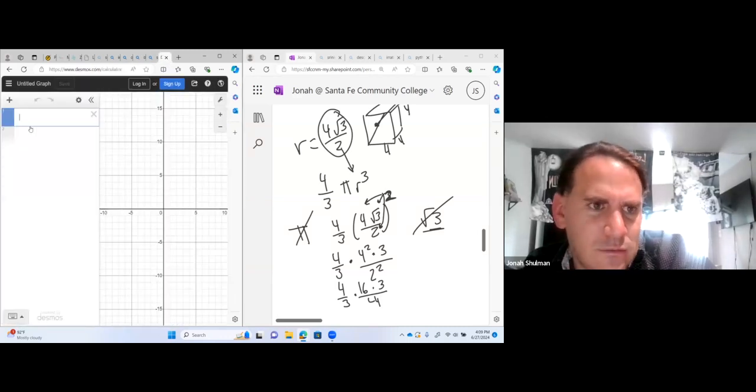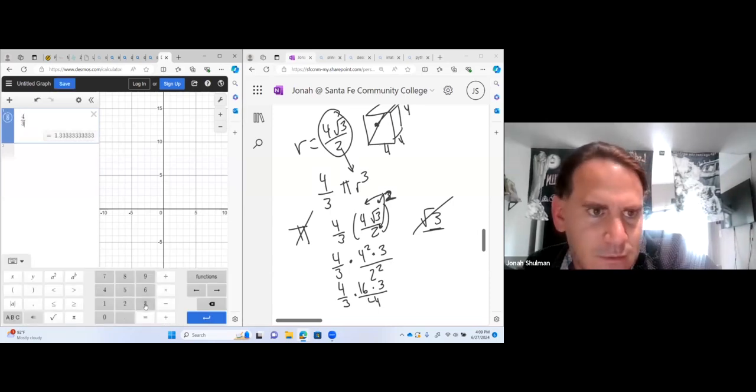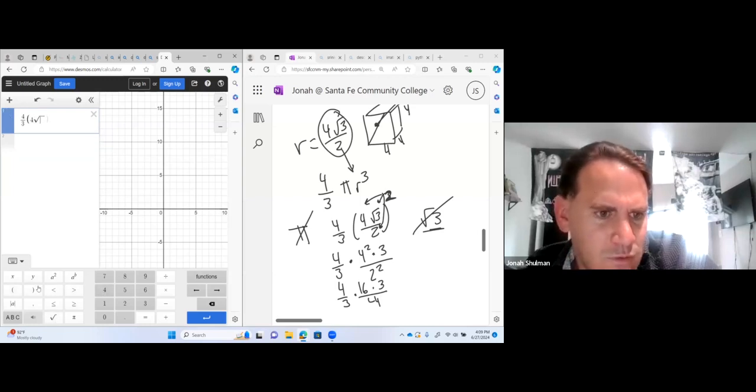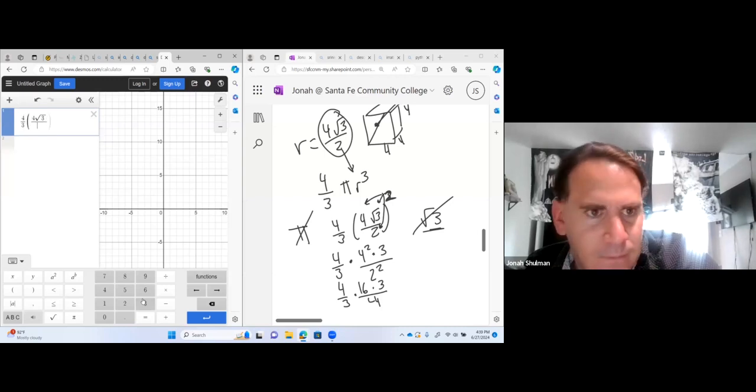So let's try it. So if I click this on the bottom, it opens up. So 4 divided by 3. All right, and now it's going to be 4/3 parentheses 4 square root of 3. This whole thing is divided by 2.